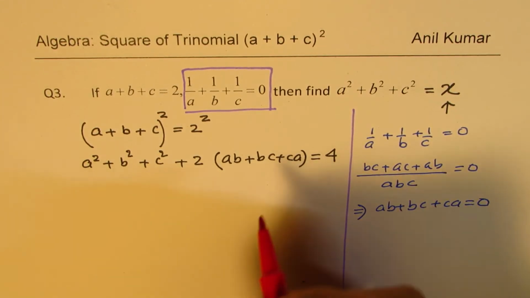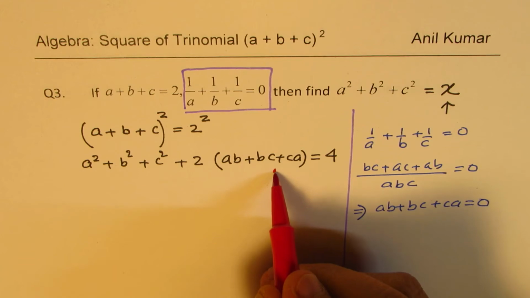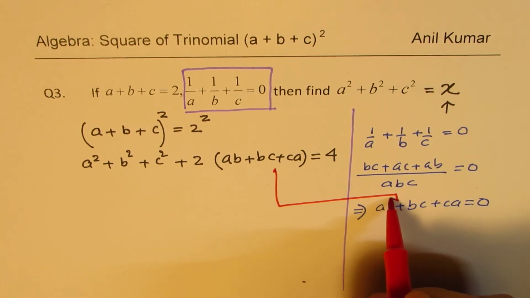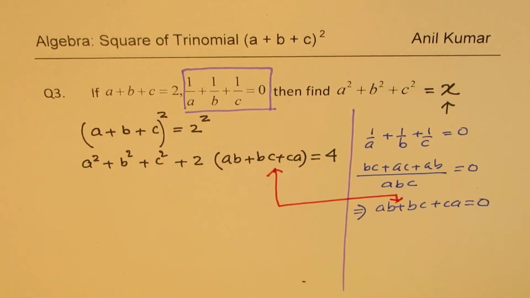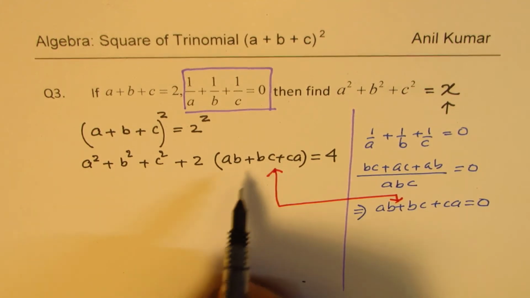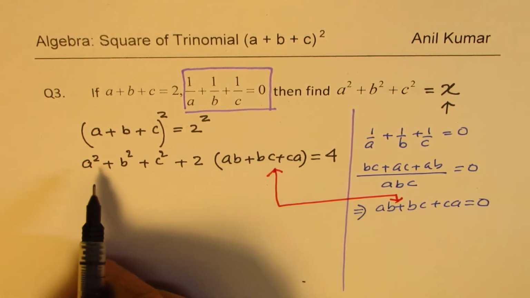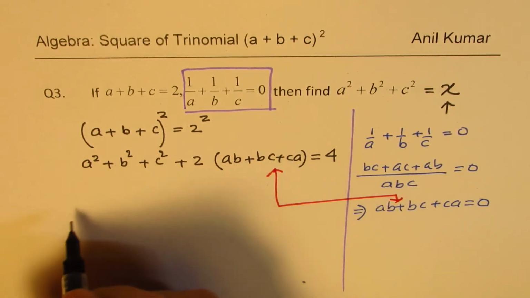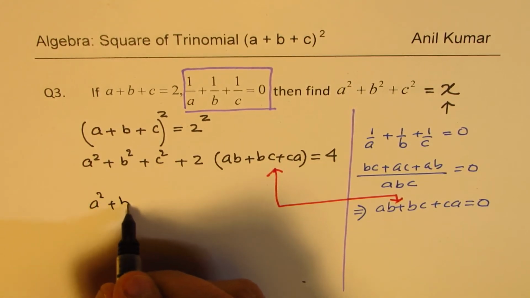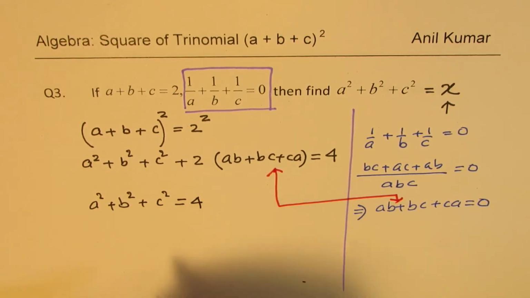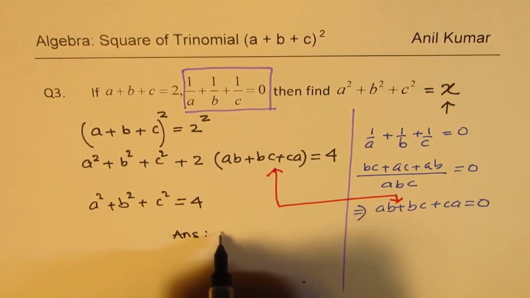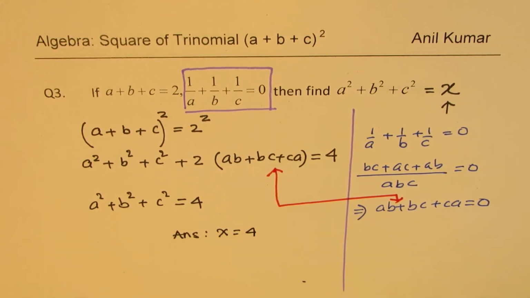So this really means that we could make a connection from these 2 points, correct? So that means all this is 0 for us. So that really means everything else is 0. So what is left is what we want, which is a square plus b square plus c square is equal to just 4. So we get our answer as x equals 4. Does that make sense to you? So it is that simple now.